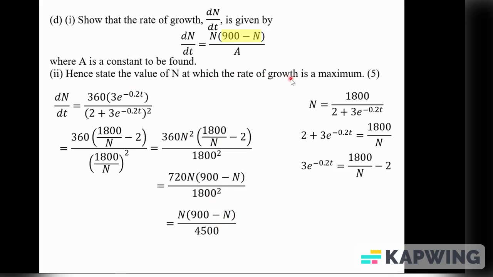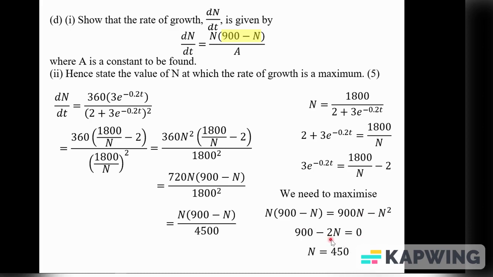State the n at which the rate of growth is a maximum. So we need to maximize that top line. That's 900 n minus n squared. If I differentiate it, I get 900 minus 2n is equal to 0 at a maximum, so n is 450.